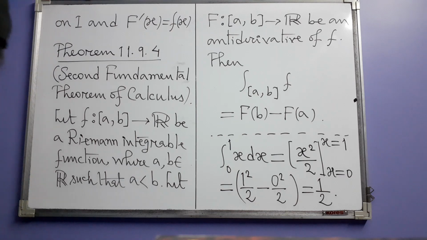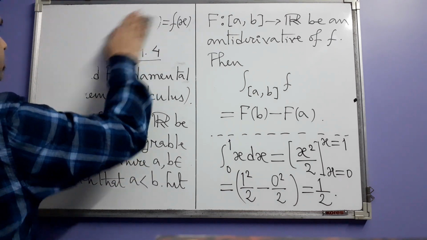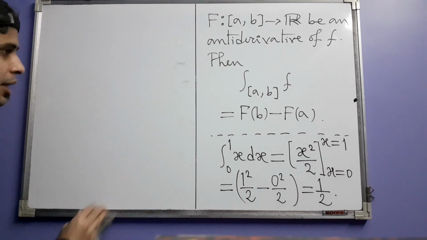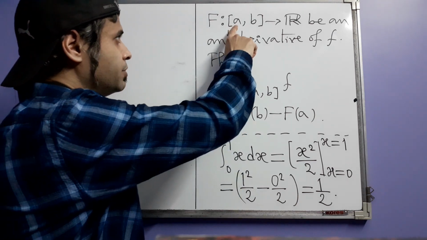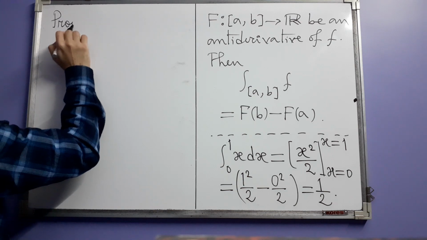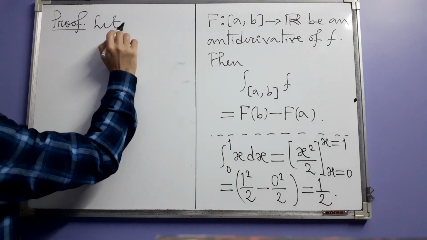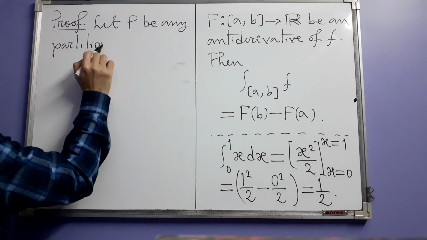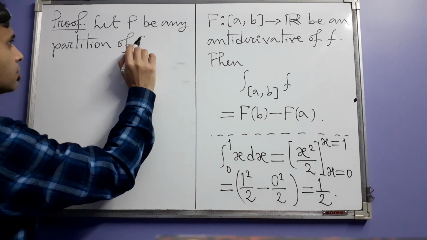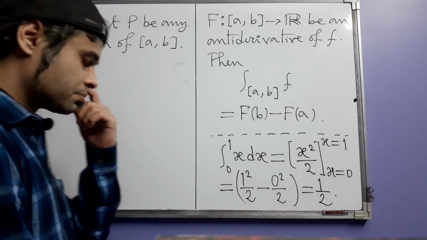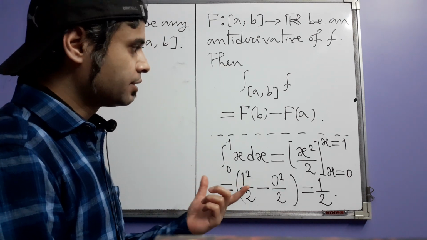Now let's prove the theorem. We will start the proof by considering any partition of this interval. Let P be any partition of our interval [a, b]. All right. Then what we do? Then we recall the, what is that thing called?